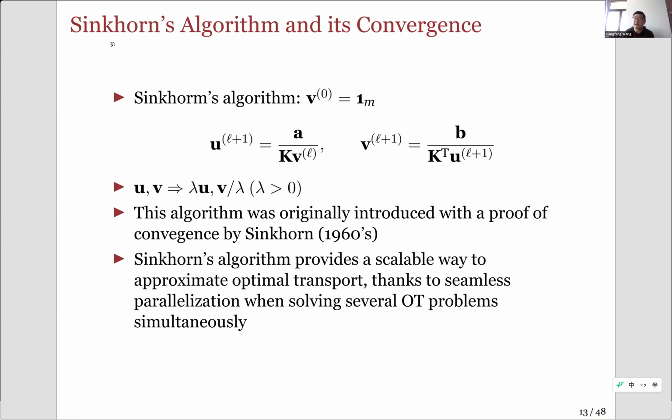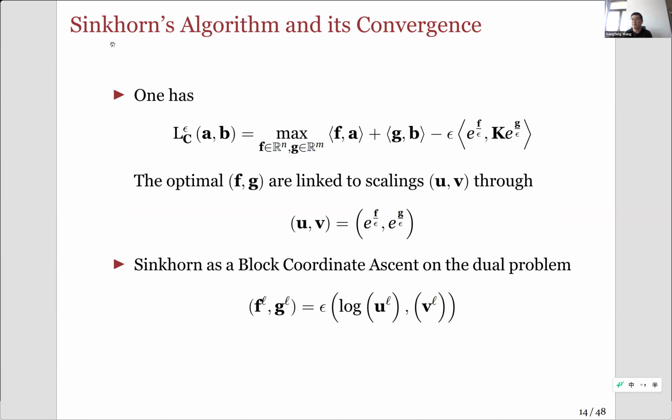And this algorithm, the Sinkhorn algorithm, can converge very quickly in practice because the core operations are matrix to vector multiplications. It can be highly parallelizable and scales well, making it the workhorse for approximating optimal transport distances in many applications. And it's also worth noting that the Sinkhorn algorithm can be interpreted as a block coordinate ascent method on the dual formulation of the entropic optimal transport problem, where the dual variables f and g are related to the scaling vectors by u and v.